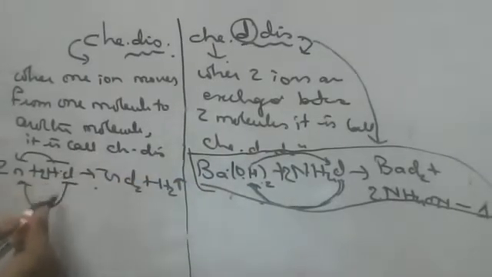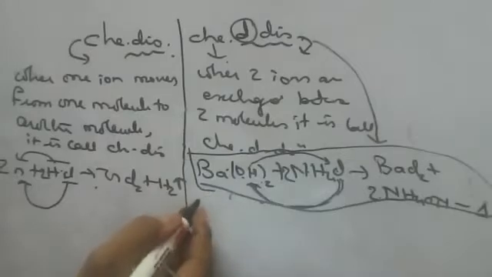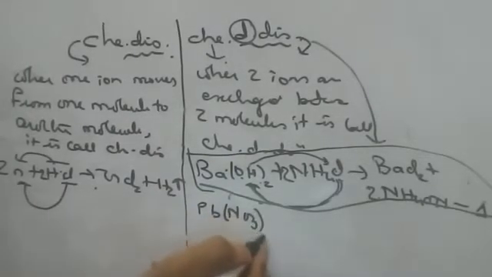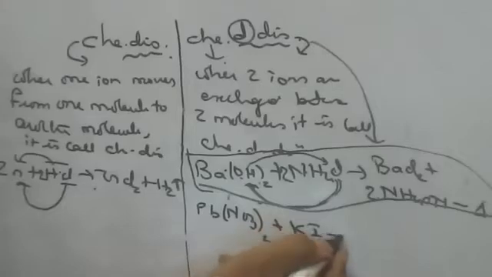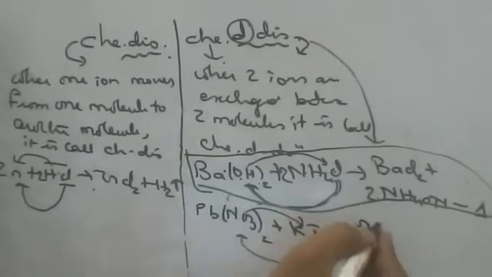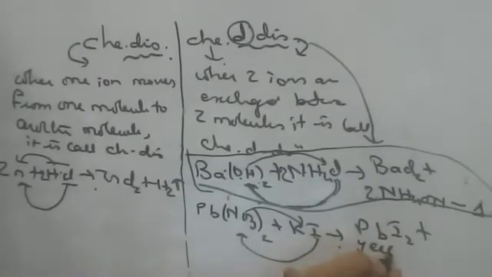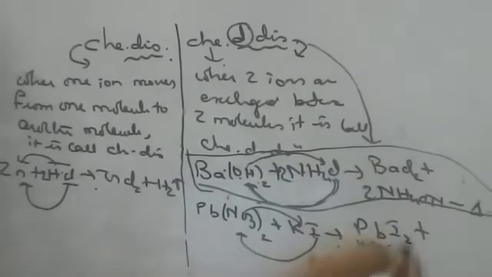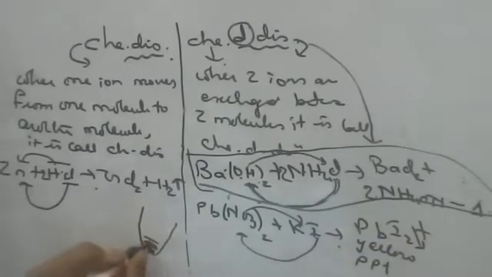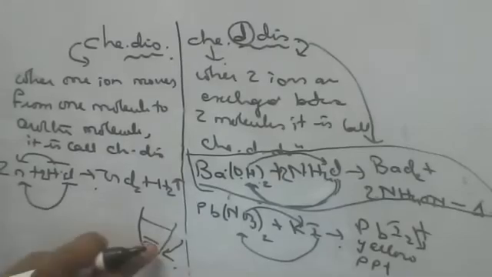Here, one ion is moving from one molecule to another molecule. For double displacement you can also give an example: suppose lead nitrate, Pb(NO3)2, plus potassium iodide. Iodine will come here, nitrate will go here. What will you get? PbI2, lead iodide, a yellow precipitate. What is a precipitate? An insoluble substance which is formed at the end of the reaction, in the test tube.